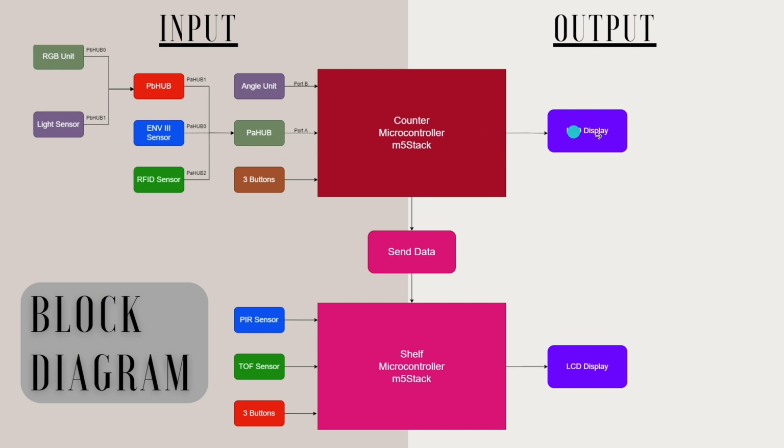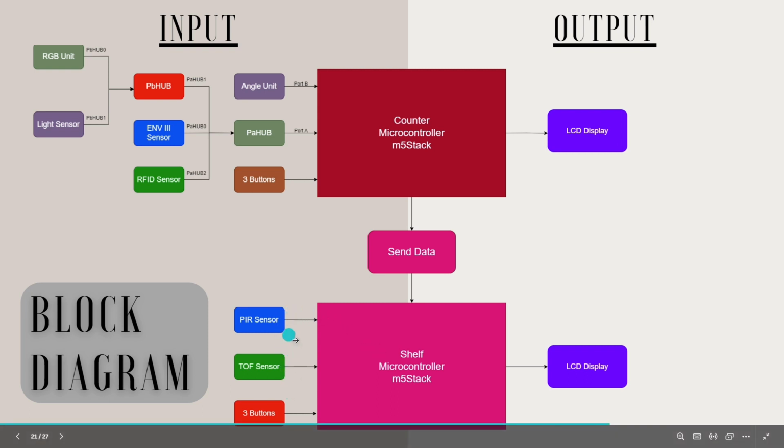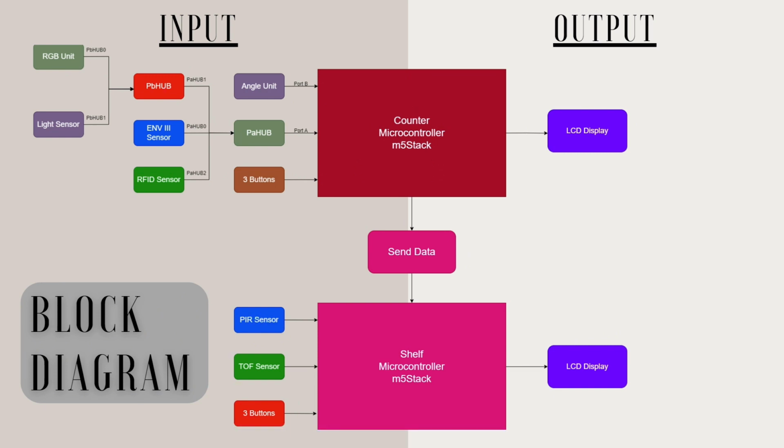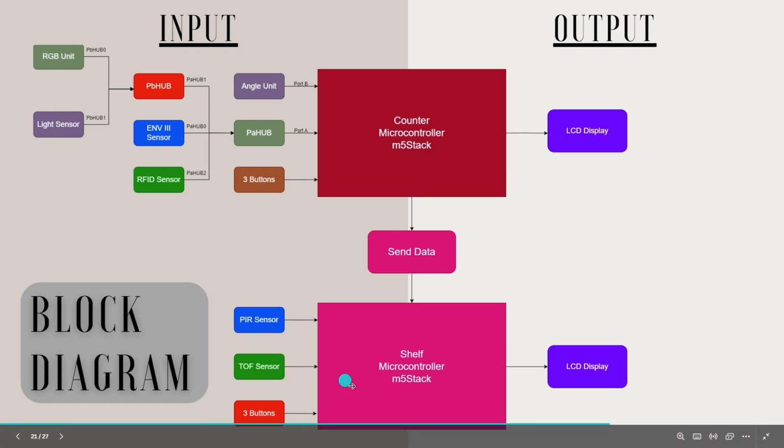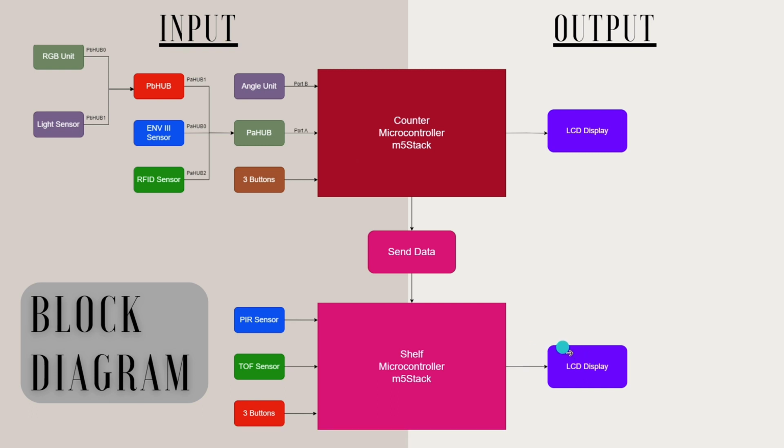Now this gives an output through the LCD display on the M5stack, and it also sends the data of the RFID sensor through ESP-NOW to the M5stack on the shelf. For the block diagram for the shelf M5stack, we have 3 primary inputs: the PIR sensor, which is connected through port B, the TOF sensor, which is connected through port A, and the 3 buttons on the M5stack itself, which will finally display that data on the LCD on the M5stack as the output.